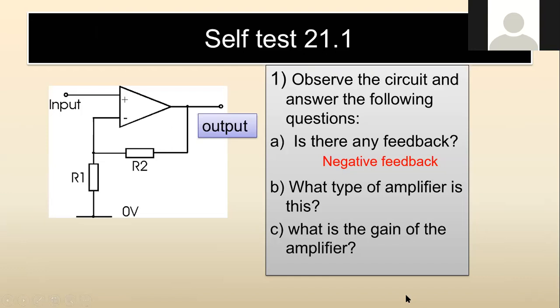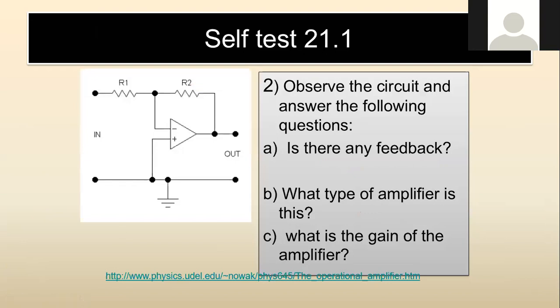What type of amplifier is this? We look at where the input is. The input is here, and it's to the positive, so it's non-inverting. What's the gain? Memorize the formula only. Negative R, minus R2 divided by R1. Sorry, this is not inverting. This is non-inverting. So for non-inverting, you add the two resistances and you divide by R1. That is the two resistances divided by R1.